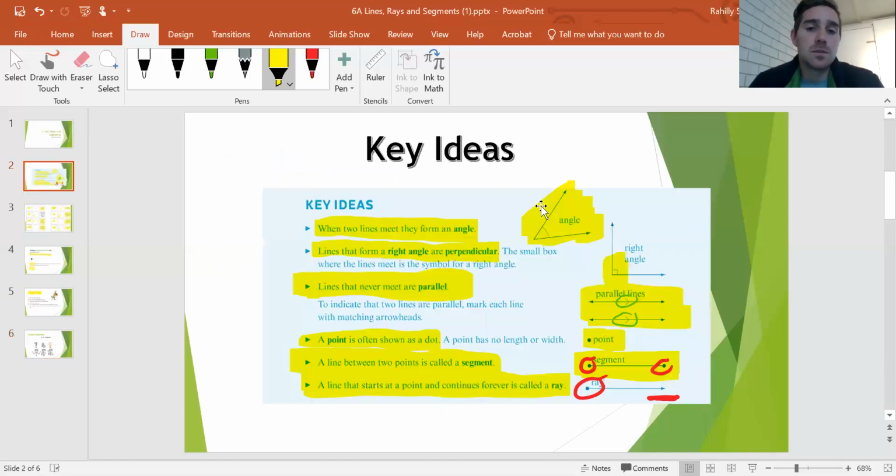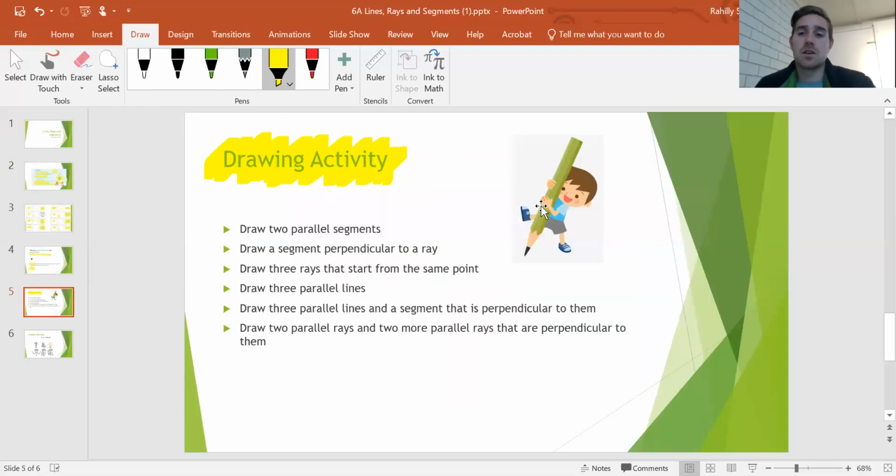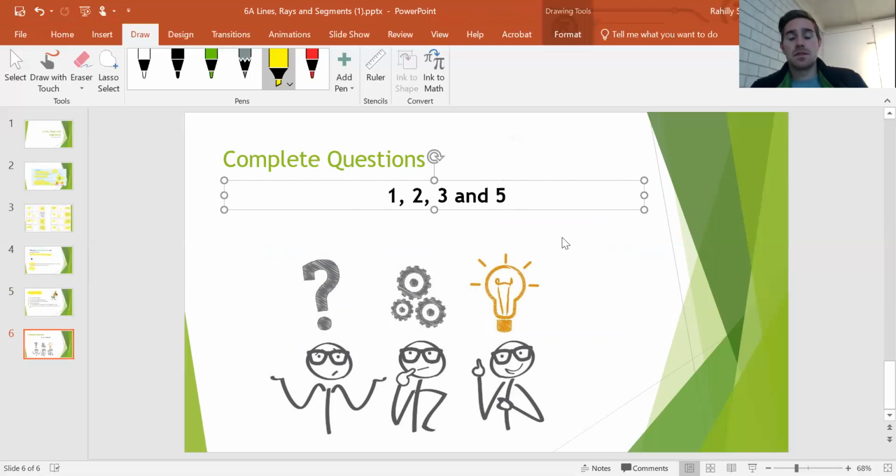But what you need to do is, for this lesson, copy these notes, summarize these notes so you understand the language we'll be using and what we'll be going on with. Use this as an example to help you with this drawing activity. Okay, you're going to do this drawing activity, then move on to the questions 1, 2, 3, and 5.